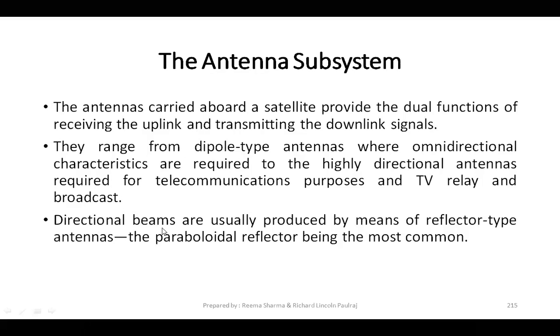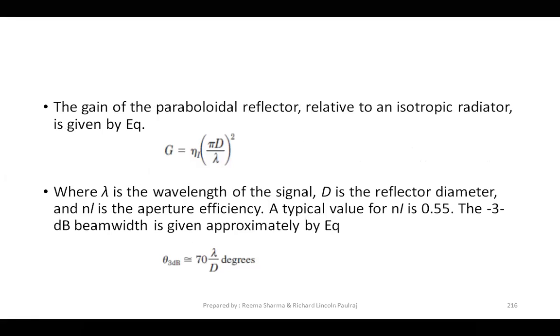Your directional beams are usually produced by means of reflector type antennas. Okay, so those antennas, the dish that you see, okay, is the reflector type antenna, and the paraboloid reflector being the most common. So the ones that you see normally, okay, in your antennas, in your dish. So the gain of the parabolic reflector is given by G = η (πD/λ)².